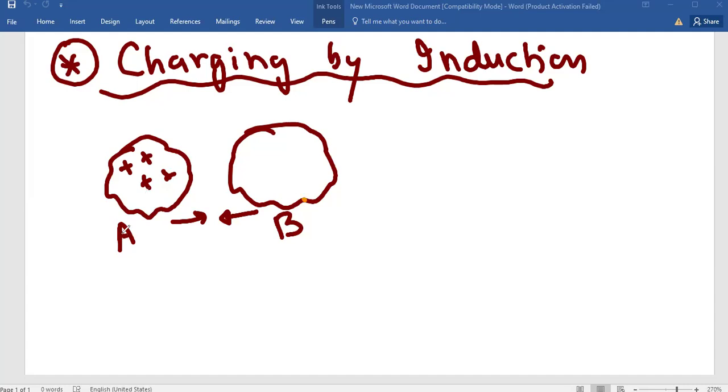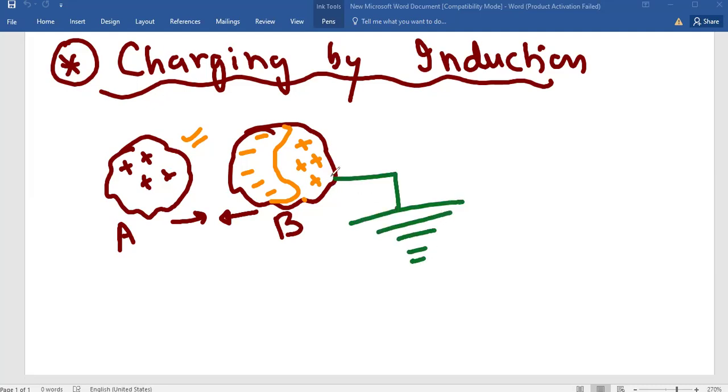Because body A is positively charged, all the electron cloud will move towards it. That means there will be a positive cloud on the other side. The protons do not move, but the electrons will move. So the deficiency of electrons in that region means a positive cloud is there. Here we can see that negative charges will be facing body A and the positive charge will be repelled away. Then one important step in this charging is that you have to do the earthing.